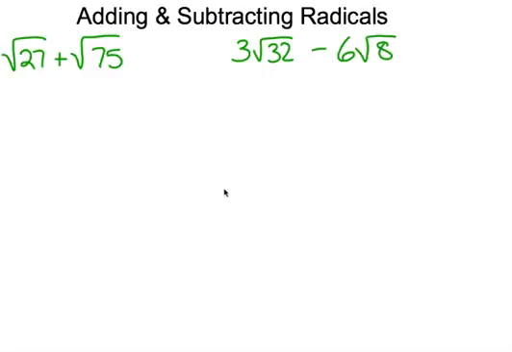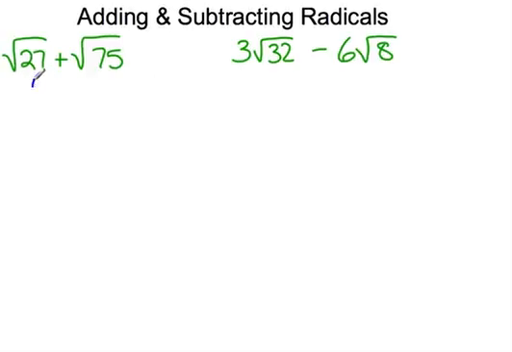This is the last in a series of 6 videos talking about simplifying radicals. This episode is going to be talking about adding and subtracting radicals. In order to add or subtract radicals, they need to have the same radicand, the same number on the inside of the radical. At this point, we do not have the same number here.